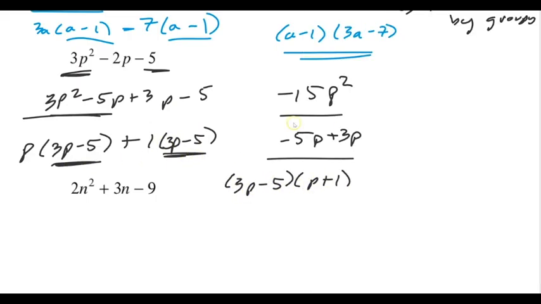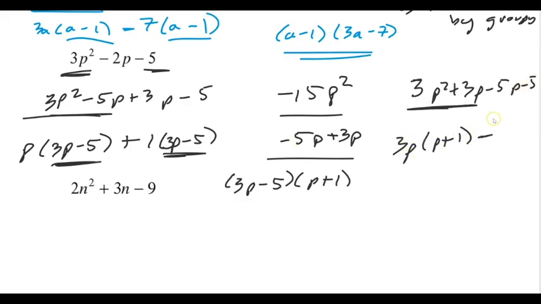And by the way, it doesn't matter if you flip these, it still factors perfectly. If I would have put this one in front first, I would have got 3p squared plus 3p minus 5p minus 5. If I just switched them, these factor 3p, p plus 1. Always bring down the middle sign. These have a 5 in common, p plus 1.